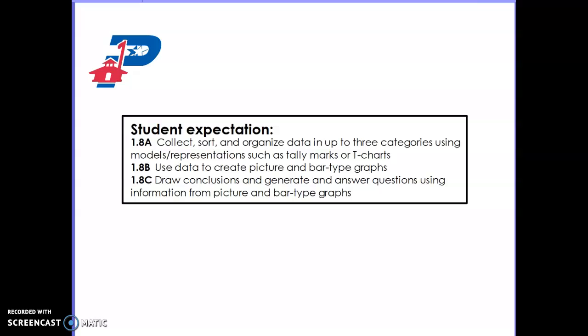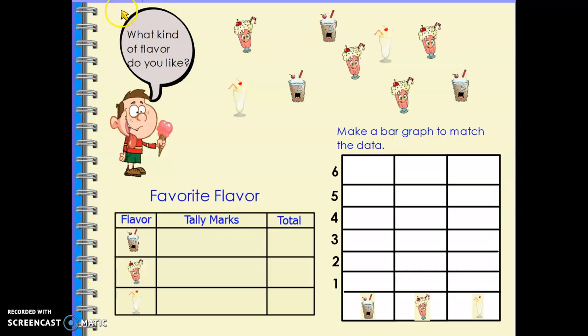Hey guys, today we're going to sort and organize our data, so let's get started. What kind of flavor do you like? So here we have the types of flavor. We have chocolate, strawberry, and vanilla.